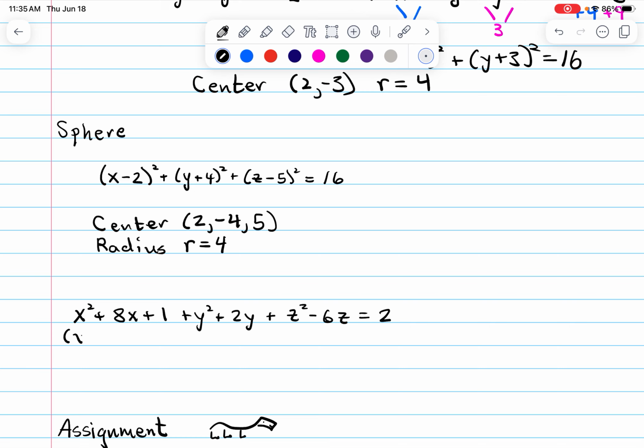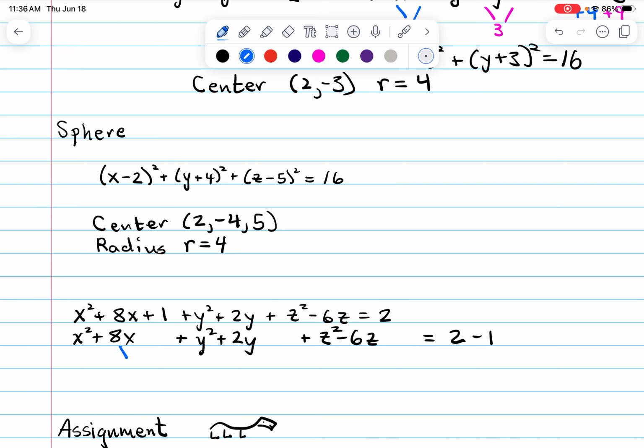Okay, so let's see how this works. I'm going to group my x's together. I'm going to group my y's together. I'm going to group my z's together. And I've already got a 2 over there. I'm moving a 1 over, and that's it. So I grouped all my x's and y's and z's together. And anything that's not an x, y, or z, I move to the other side. In that case, it's just this 1.